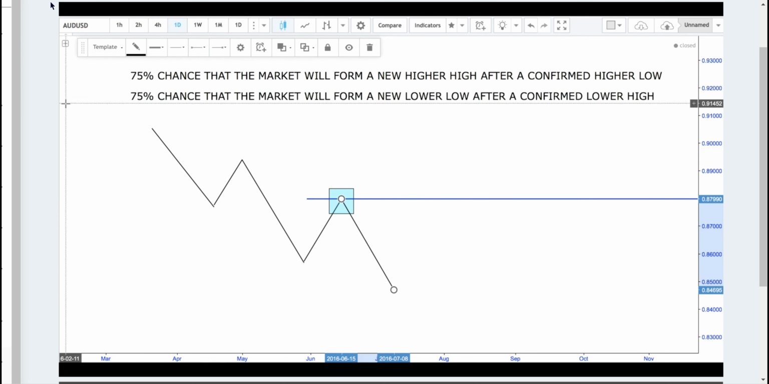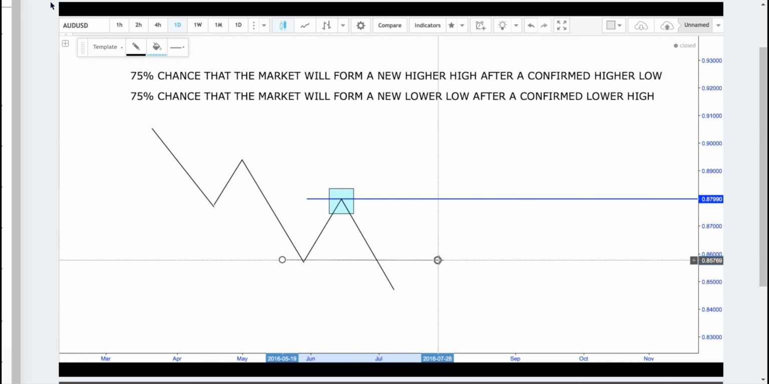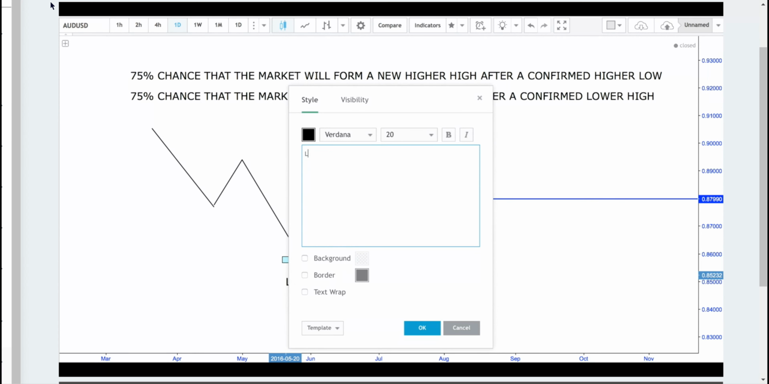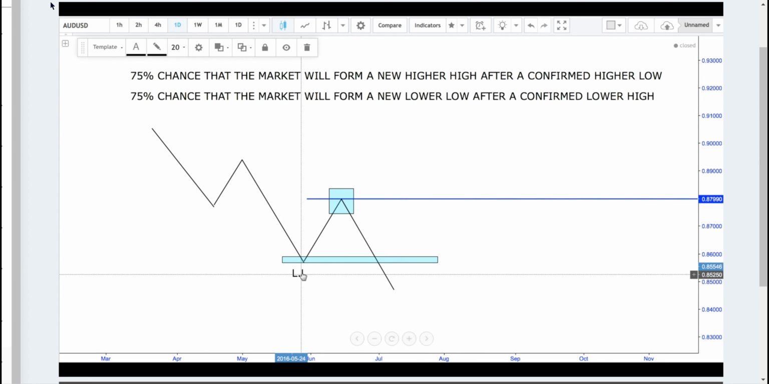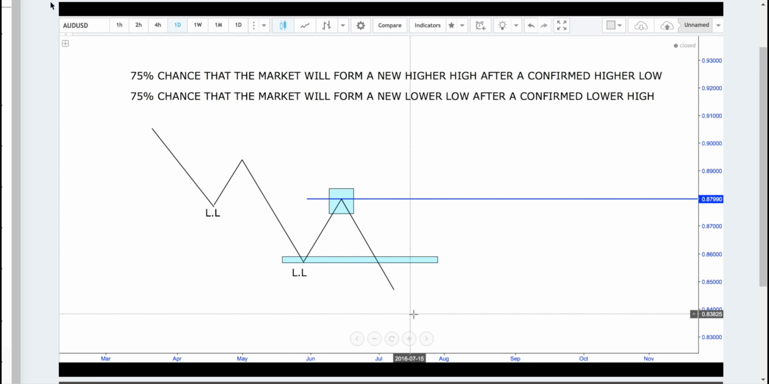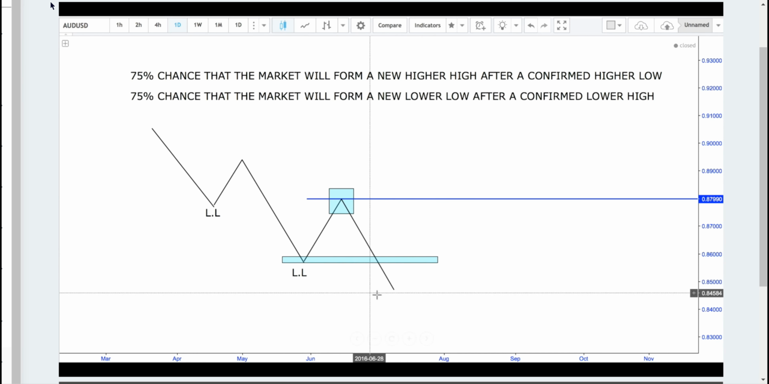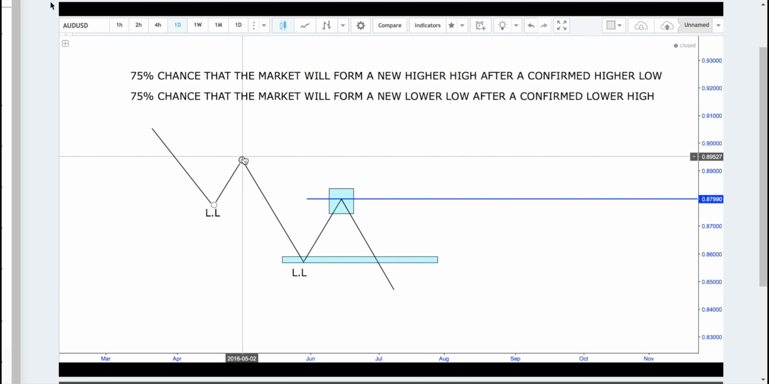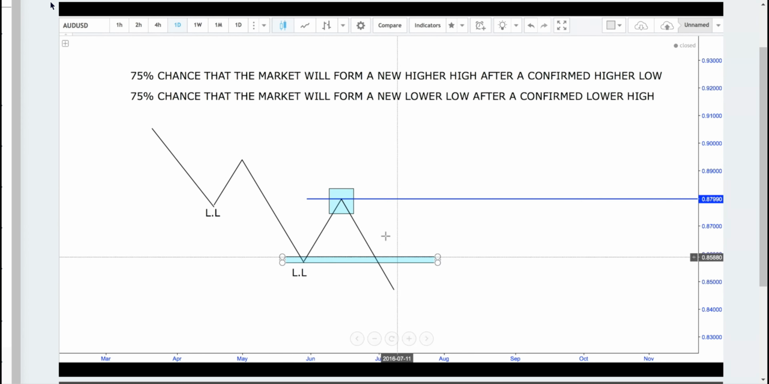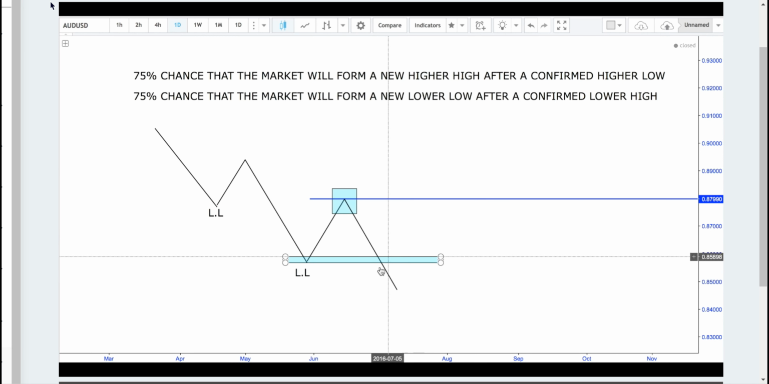We're looking at this level across here, because remember, this is why it's handy to mark on our last lower highs and lower lows. There's a 75% chance the market will form a new lower low after a confirmed lower high. So more or less, you're looking at this as target confluence, and this is vice versa for the top one. So lower low, lower high, lower low, lower high, lower low. Spotting these early, and spotting price action indications, we can see potential for a new lower low.